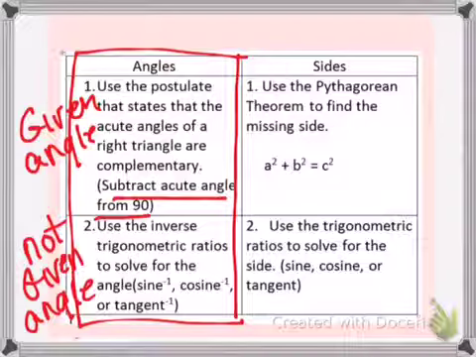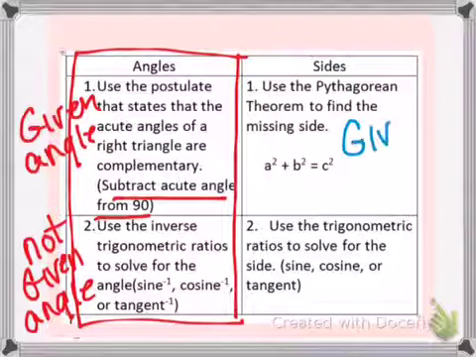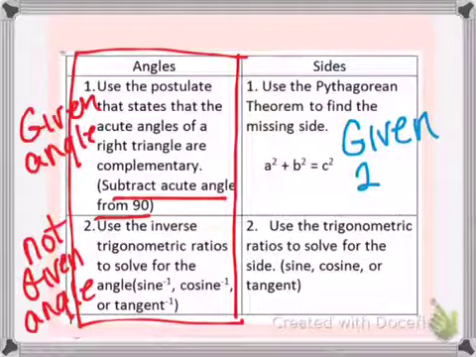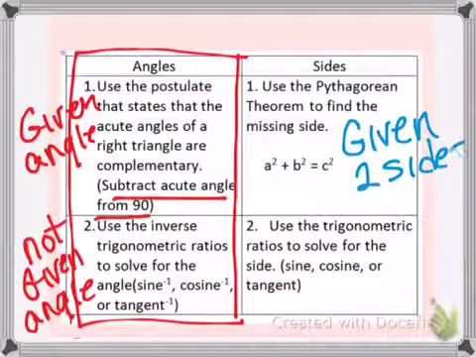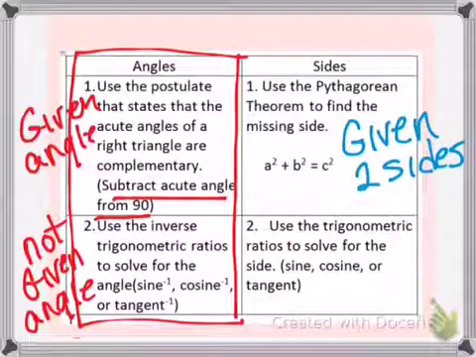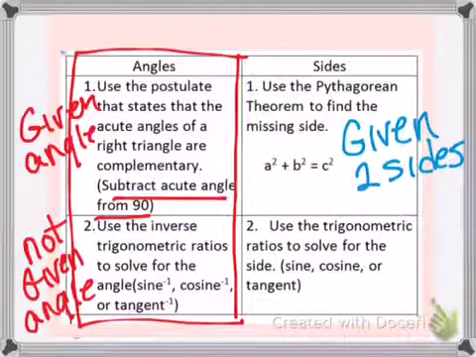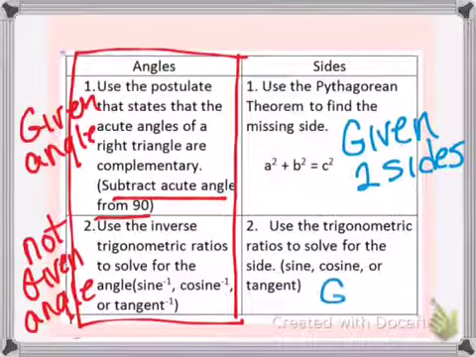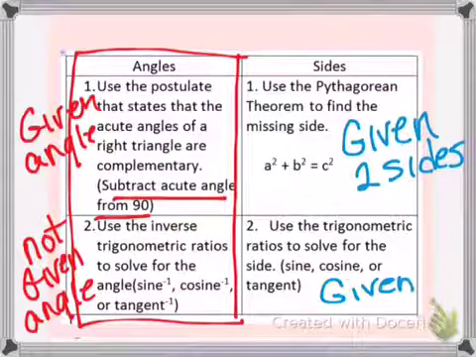Once we know the angles, then we can find the sides. We have two ways that we know to find sides. We can use the Pythagorean theorem to find the missing side. To do that, I must be given two sides because I can only solve for one unknown. The second way that we found sides was using the trigonometric ratios, which are sine, cosine, or tangent. Remember, you're going to use whichever one gives you the correct proportion to compare the correct sides and set up a proportion. So you use the trigonometric ratios if you're only given one side.